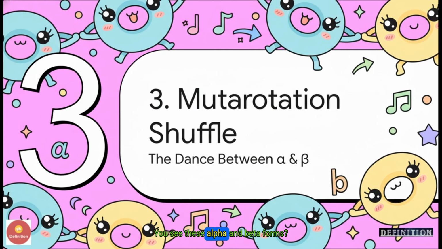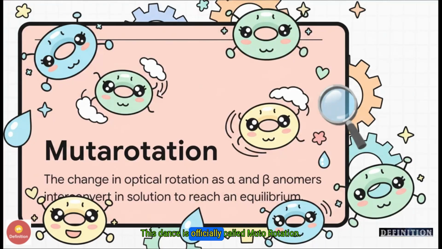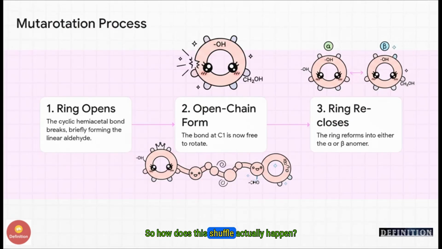You see, these alpha and beta forms don't just pick a side and stay there. Nope, they are constantly in this dynamic little dance with each other. This dance is officially called mutarotation. It's the spontaneous process where alpha and beta forms are constantly flipping back and forth in solution. And this goes on until they finally reach a stable, predictable balance, what we call equilibrium. So how does this shuffle actually happen? It's a three-step move.